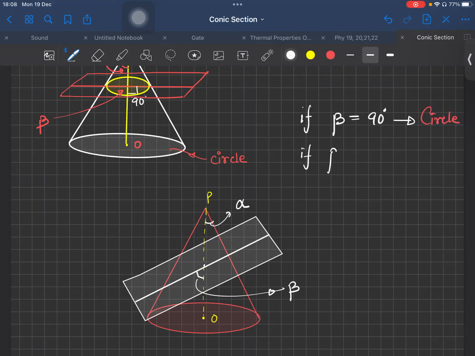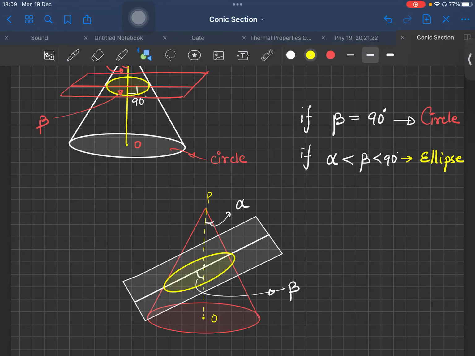Let me write, if beta is lesser than 90 degrees, but it is greater than alpha, greater than the angle of cone, what you'll get? You'll get an ellipse. That means this one you will get an ellipse. So this section, you can draw something like that. So you will get an ellipse here.